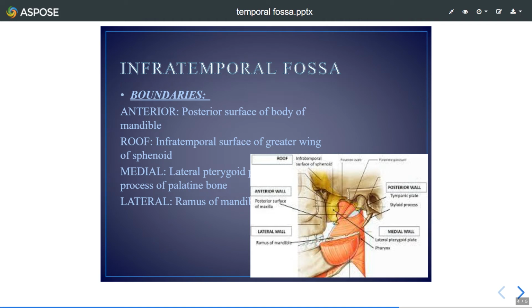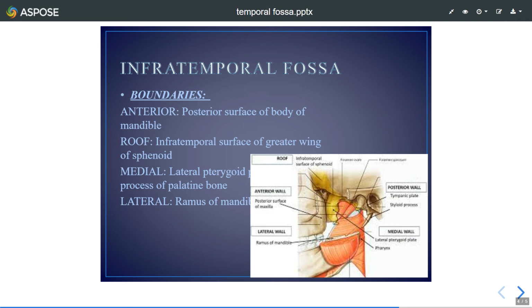It is an irregular space which lies below the zygomatic arch. We refer to the image, so here the boundaries are marked. Now we are going to see about the boundaries. Anteriorly, posterior surface of the body of the mandible is present, and the roof of the infratemporal fossa is infratemporal surface of greater wing of sphenoid.